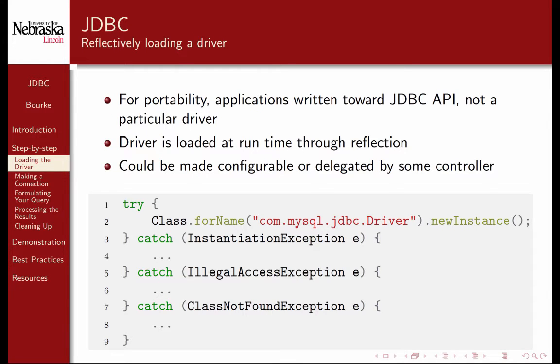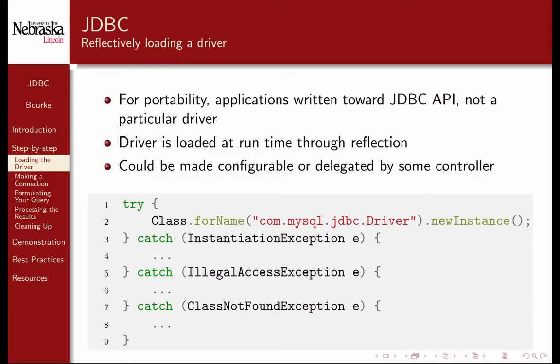The first step is to load the driver for a particular database that you want to connect to. The example code here is connecting to a MySQL database and loads the driver defined in the package com.mysql.jdbc. The driver is loaded through reflection in this example, but can be made configurable at runtime or delegated to the server, for example. We load the driver this way because we want our code to be abstract and portable. If we wrote code that was specific to a particular database, then if we wanted to change the database, we would potentially have to rewrite our application. To avoid this, we keep our database interaction code generic by writing towards the API and not toward a particular driver. This allows us to change the underlying database by simply swapping out a different driver.